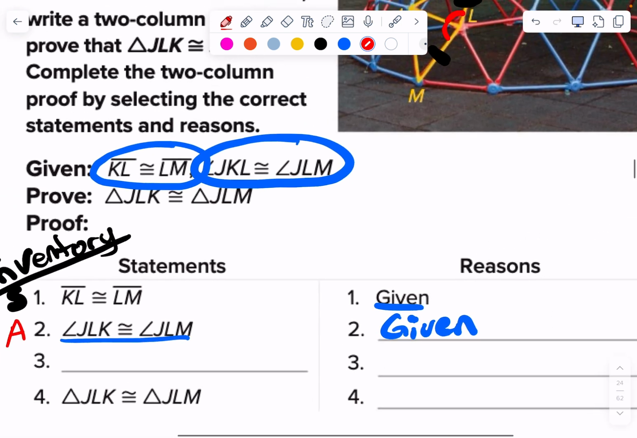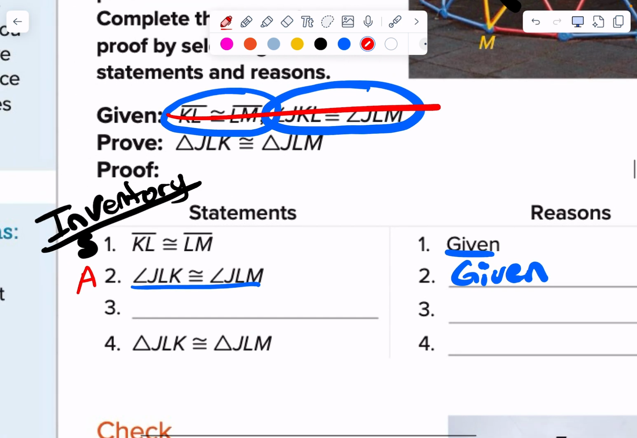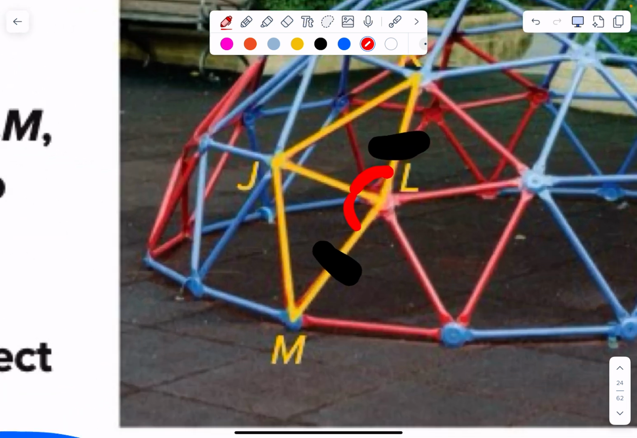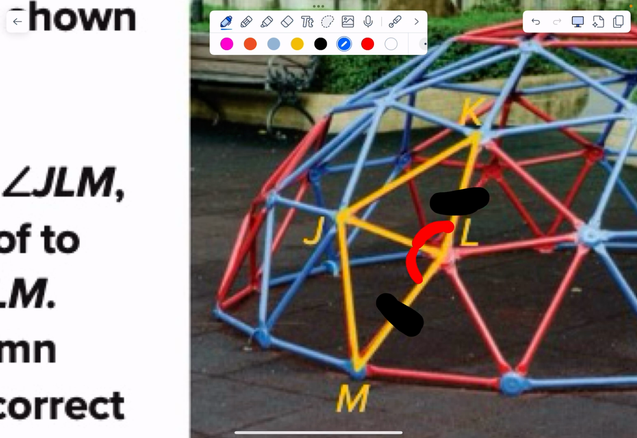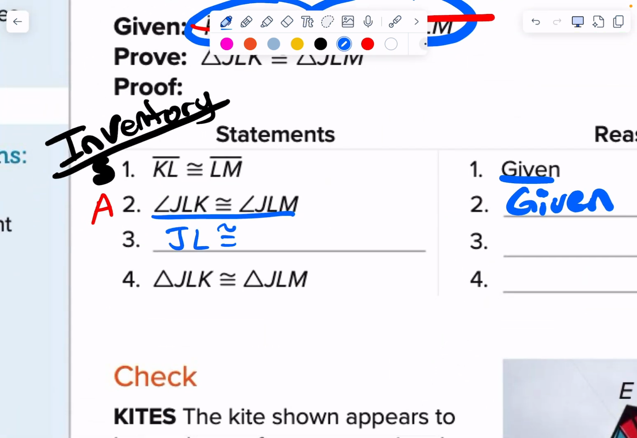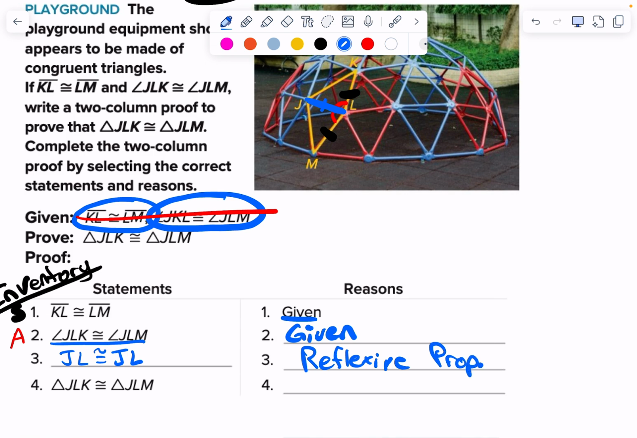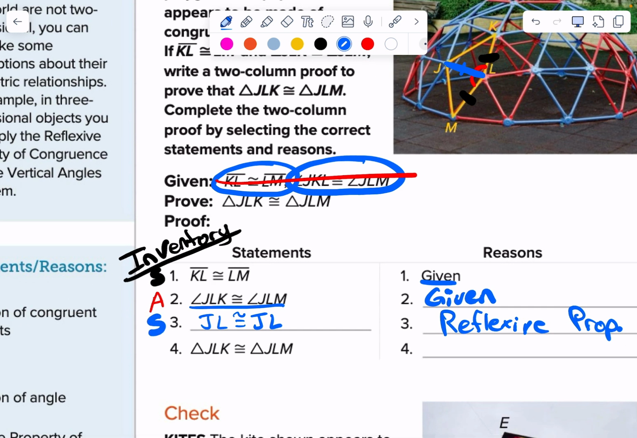All right. Now, I'm done with my given. That's the hard part. Like, now I have to actually do something, right? Like, I have to work hard for the last thing. So I know that I have a side and I have an angle, which means I need another side because they tell me I'm doing side, angle, side. I need another side. So I just have to look at the diagram to figure out what the third side is. Hey, JL is the same as itself, right? Because they're touching. Like, that's got to be the same. JL is congruent to JL. Okay? And we learned yesterday that is the reflexive property. Reflexive property. That wasn't too hard to work for. In my inventory, I have another side.